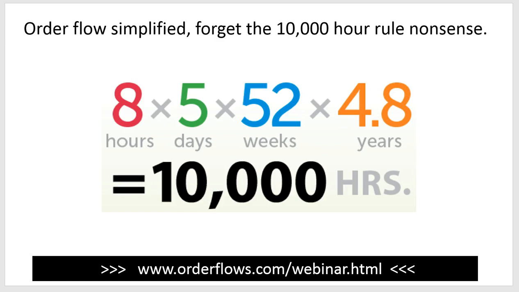Now, one of the things that really bothers me is people say, well, to be successful in anything, it takes 10,000 hours. Do people understand what 10,000 hours is? Imagine you're working 8 hours a day. Do the math. 8 hours a day, 5 days a week for 52 weeks. That's 4.5 years, or 4.8 years. That's almost 5 years, and that's not including weekends or holidays.